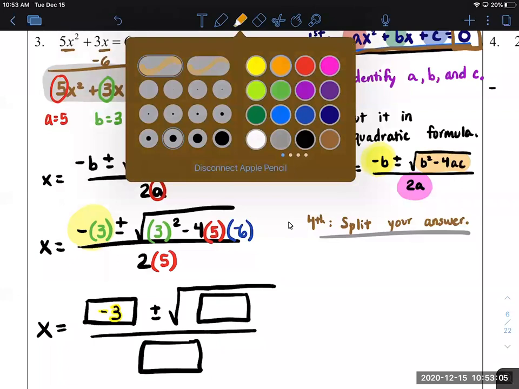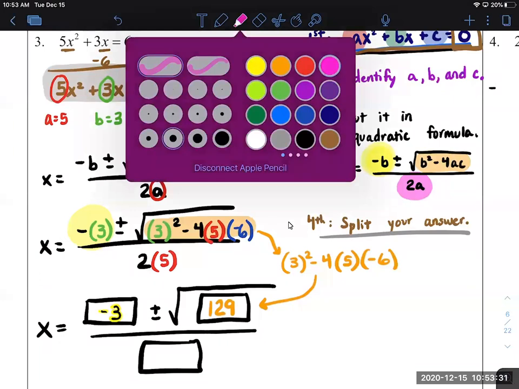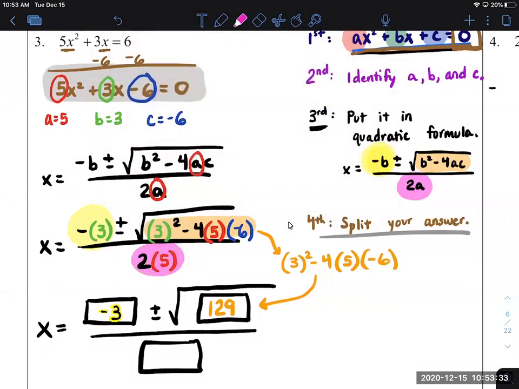Then you have the part underneath the square root. Put that in the calculator. Remember, you're just putting in what's under the square root, not the square root itself. So when you put this in the calculator, you should get 129. And then the last part that you need to do is the denominator, which is 2 times 5, which is 10.